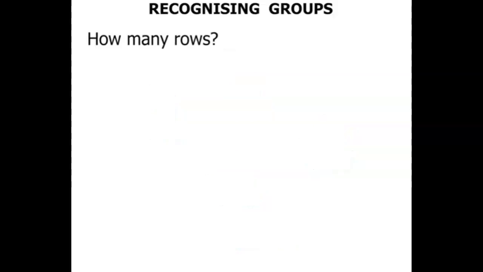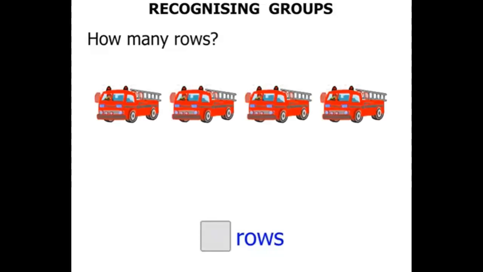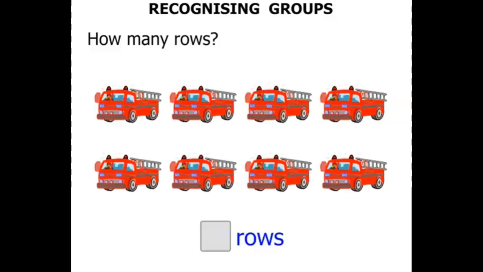How many rows? We'll write our answer down here. One row of fire engines. Two rows of fire engines. We've got two rows.